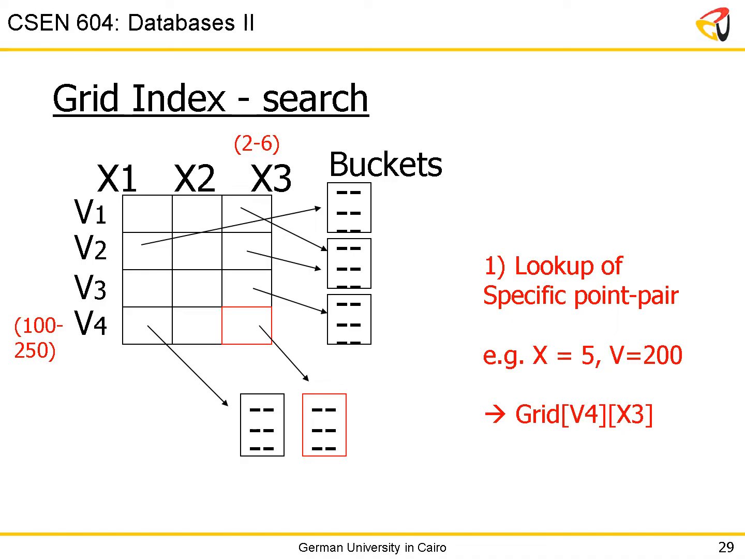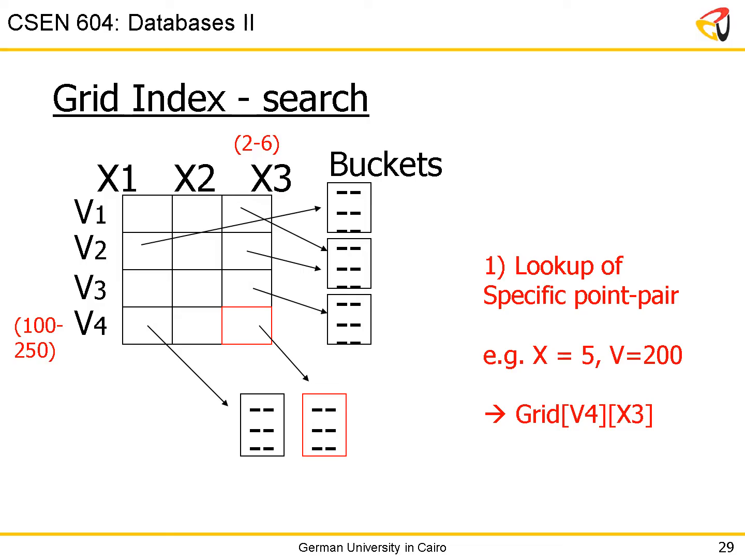Okay? Now, if I get a query like this, select star from where X equal to 5 and V equal to 200, I will go to every one of the dimensions alone. At the X dimension, I will look for 5. 5 exists between 2 and 6, so it's going to be the last column. V is 200, so it exists between 100 and 250, so it's going to be in the last row. The intersection of the identified row and the identified column is going to be the cell that's highlighted here in red. I will go there and find the reference to the pages of the table. Okay? So this is how I actually use the grid index.